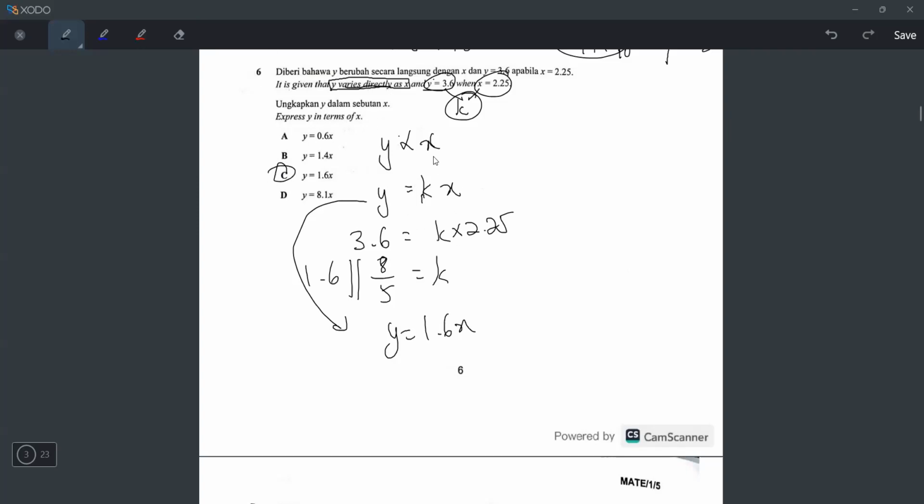For variation, it's always like this one. You change the variation symbol to k and then find k, and after finding k, rewrite. And then see what they want. If they want this, then you stop here. Sometimes they might ask for a lot more things. Okay, and then you just find accordingly.